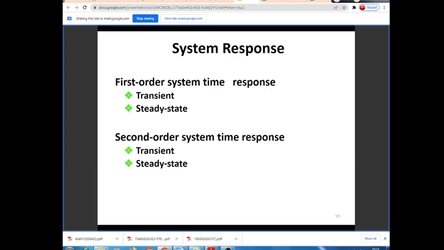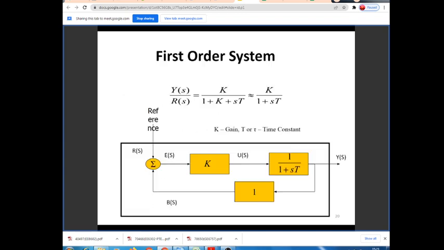In the system response, we have first order and second order system responses, which consist of transient and steady state. If we consider the first order system, k is a constant value or gain, and T is a time constant, and we have 1 by 1 plus sT, with the value of 1.